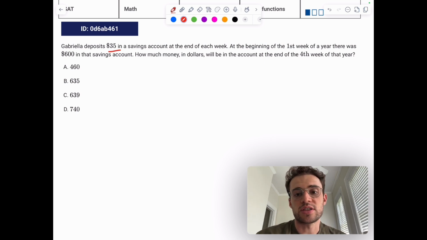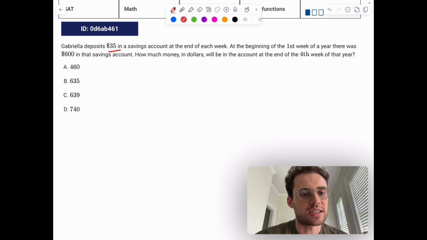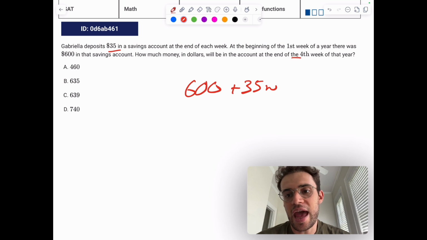Gabriella deposits $35 in a savings account at the end of each week. So that's $35 each week. At the beginning of the first week of the year, there was $600 in the savings account. So at the beginning, at time 0, she had $600, and she's adding $35 each week. So we do 35 times the number of weeks that pass. How much money in dollars will be in the account at the end of the 4th week?